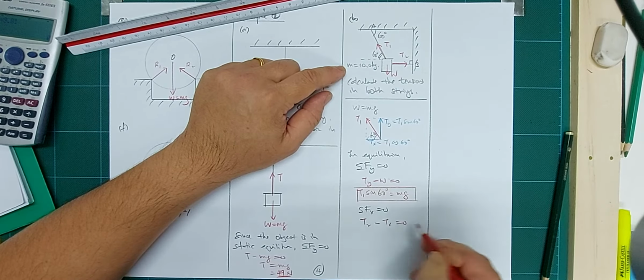Okay, anywhere can be used, but try to be strategic. I would prefer to choose point A or B. Okay, A or B. So let's say we take moment at A. Okay, and total torque must equal to 0.